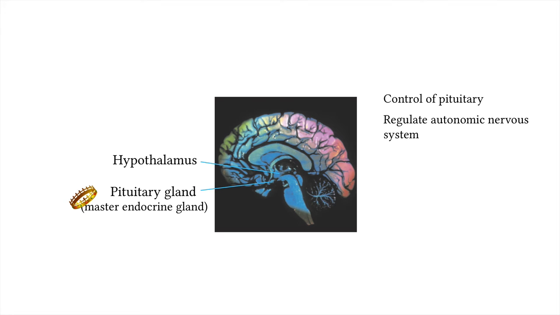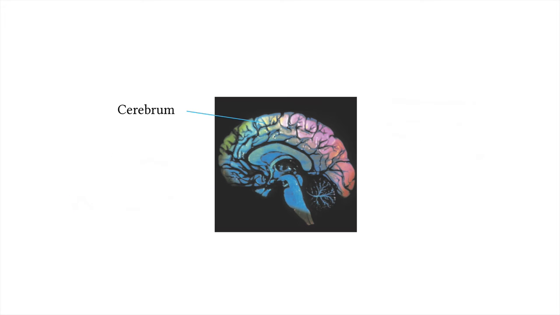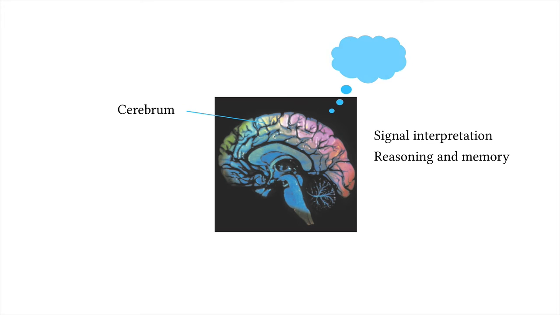Besides control of the pituitary, the hypothalamus also helps to regulate the autonomic nervous system, which deals with smooth muscle, cardiac muscle, and glands. It also controls your body temperature. The largest part of your brain is the cerebrum. It deals with signal interpretation from the sensory system, as well as reasoning and memory. These are all higher-level brain functions that help us to think and remember.